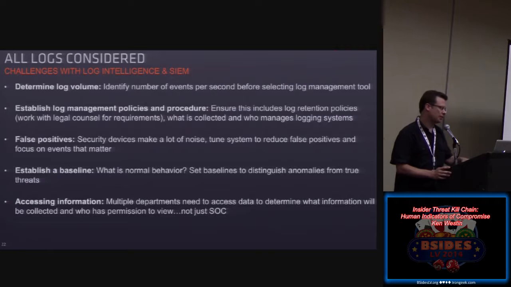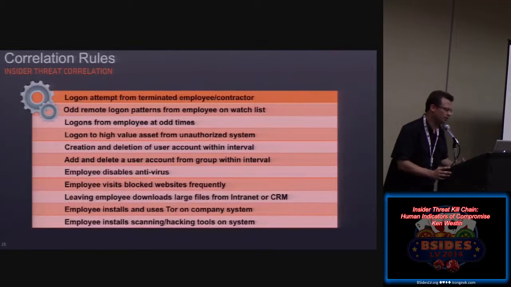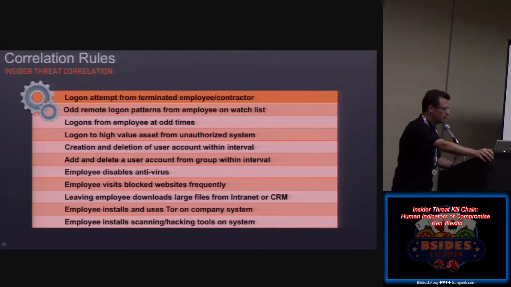I'm going to skip over this because I want to get to some of the good stuff. So there's correlation rules that you can set up. This is pretty much any SIEM will allow you to do this. It's going to be in different formats, but log-on attempts from terminated employees or contractors, odd remote log-on patterns from employees, any sort of anomalous behavior that deals with log-ons and authentication from your employees or trusted business partners.